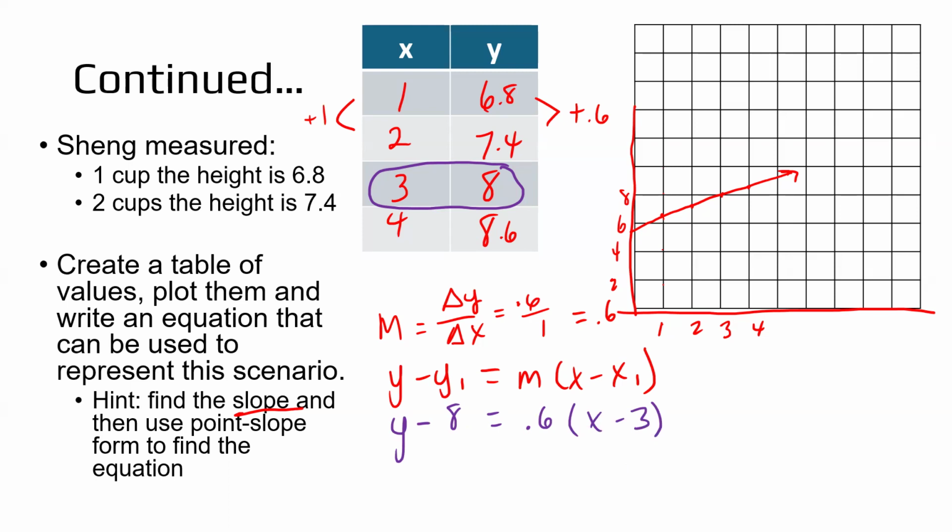All right, so now we have our equation, and now we're going to solve for y. We're going to find our y. So to solve for y, the first thing we're going to do is distribute our slope, our coefficient. So that gives us y minus 8 equals 6/10 x. What is 6 times 3? 18, because there's a decimal, that means it becomes 1.8.